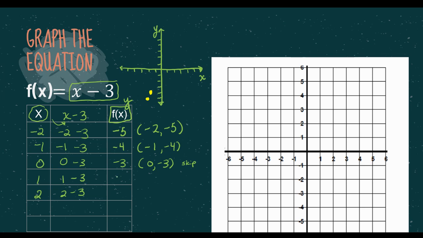1 - 3, that's -2. So over 1, right, this amount, that's your x. So (1, -2). You put those two numbers together. Let's go up and make that dot. Go to the middle, over 1 to the right, and down 2. Now let's do the last one. 2 minus 3, that's negative 1. So this is the point (2, -1). Over 2, down 1.